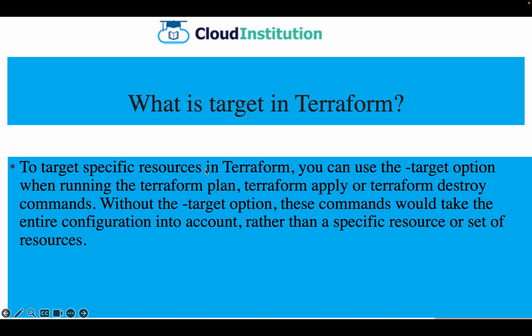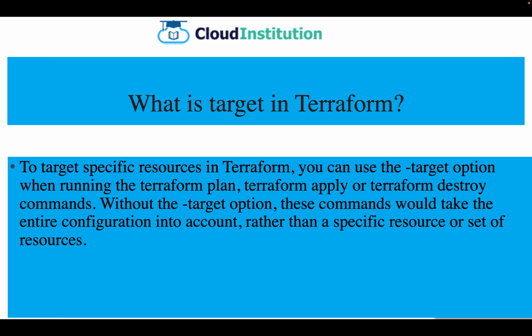To target specific resources in Terraform, you can just use the hyphen target option when running the Terraform plan, Terraform apply and Terraform destroy commands. Without the target option, these commands take the entire configuration into account, rather than specific resources. Generally, if you know Terraform basics, whenever you do Terraform plan, apply or destroy, it takes the entire configuration of your system and then performs whatever operation you are specifying.